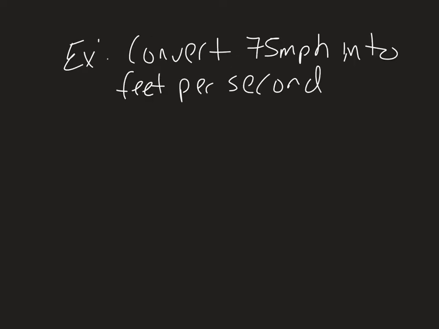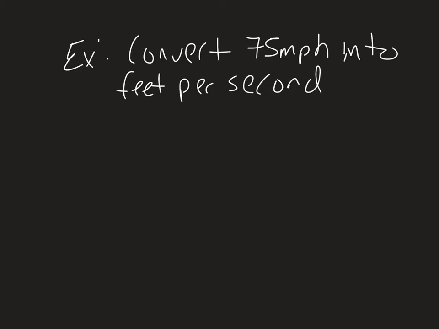Let's take a look at a tougher example. Let's say I want to convert 75 miles per hour into feet per second. Now this one is pretty tough in that, what do I do? Do I multiply? Do I divide? How do I do this? It can be a little difficult to determine what method to use. And it can be very difficult to figure out, okay, when do I multiply, when do I divide, what do I divide by, what do I multiply by?